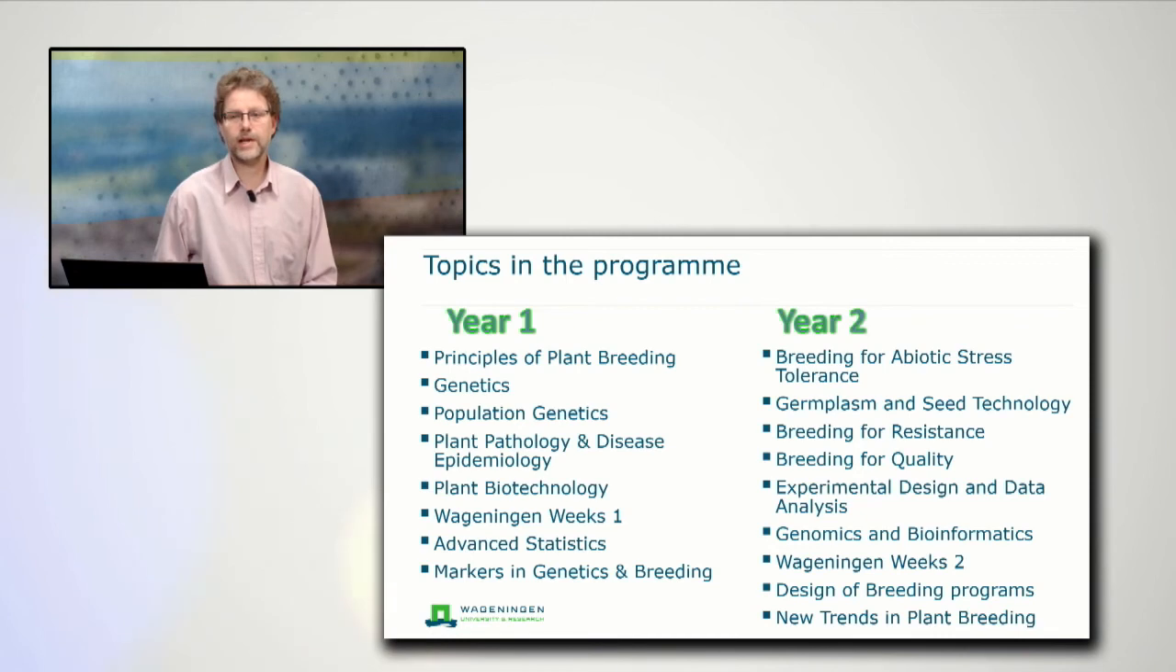After that, you continue year 1 with more advanced courses like advanced statistics and the use of markers. The second year starts with more advanced courses on plant breeding, like breeding for abiotic stress tolerance, breeding for resistance and breeding for quality, followed by more specialized courses. For example, experimental design and data analysis, a follow-up course of advanced statistics, and a course on genomics and bioinformatics.